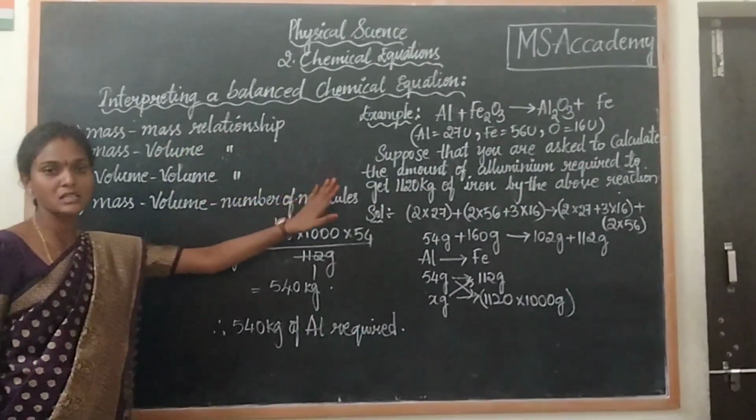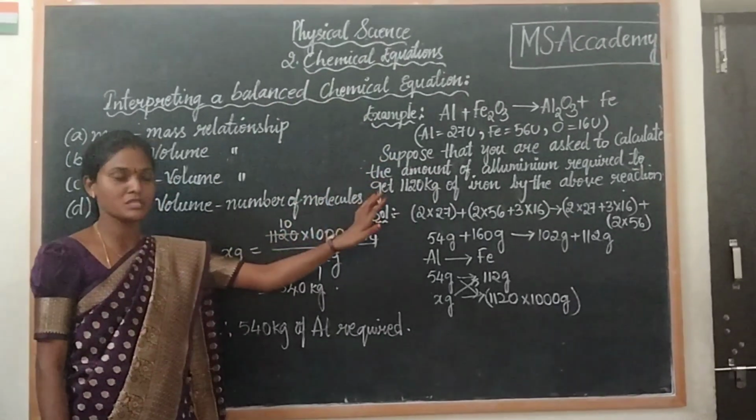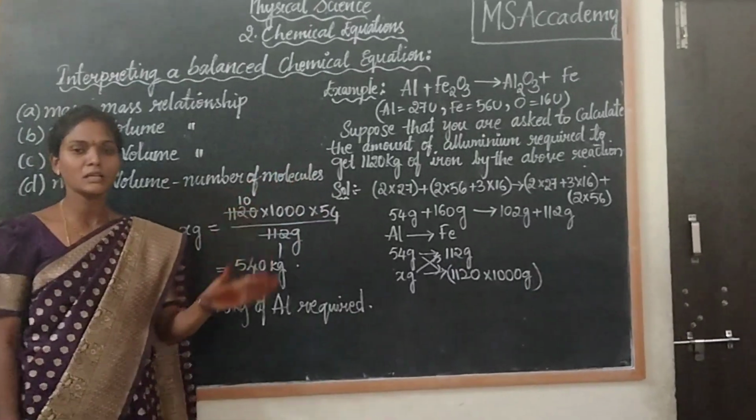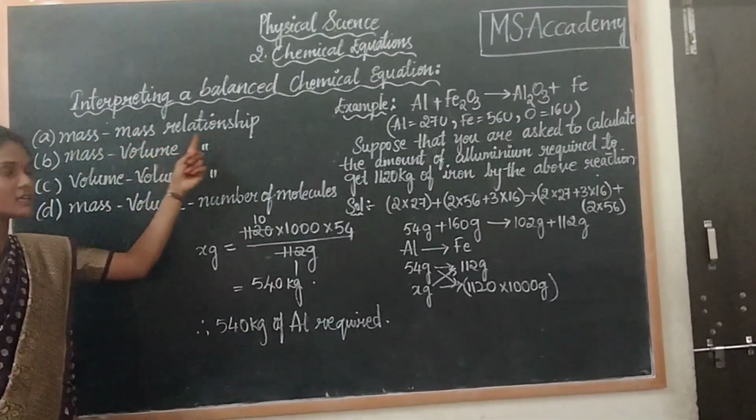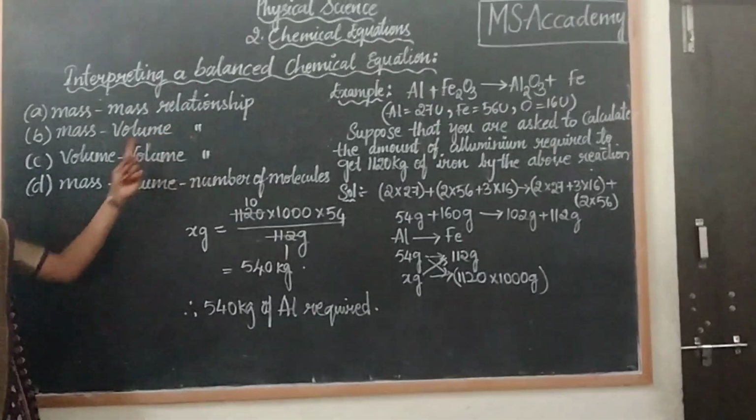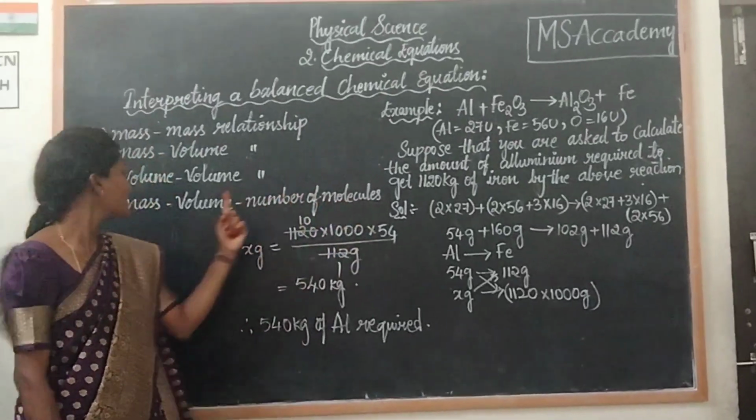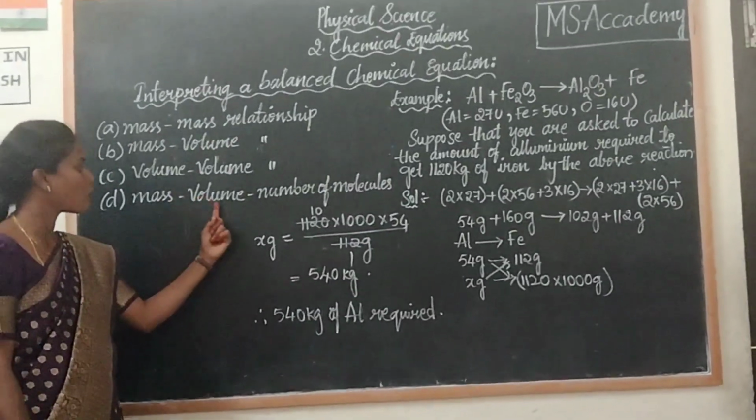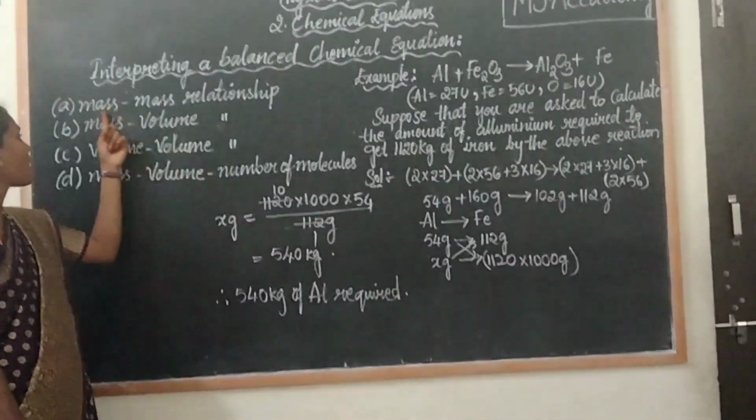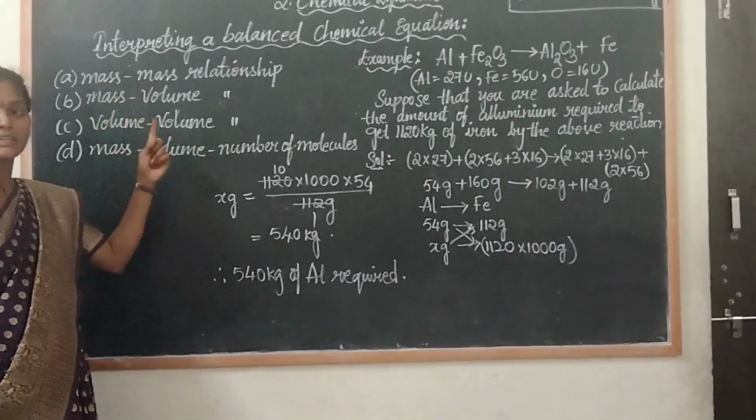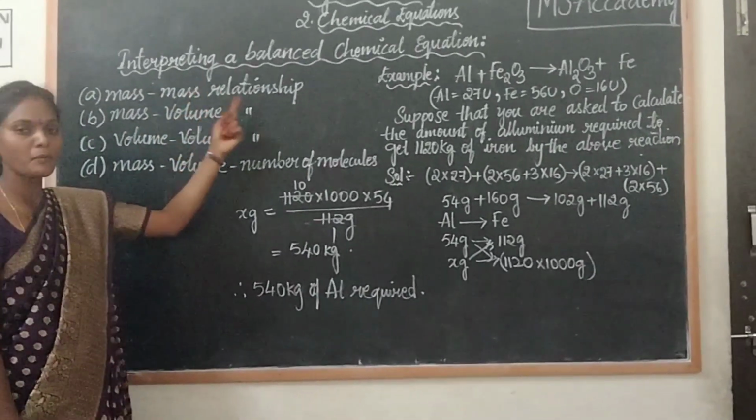Interpreting a balanced chemical equation means first you have to balance the given chemical equation. After balancing, we can interpret it, meaning we can compare reactants and products in the form of mass-mass relationship, mass-volume relationship, volume-volume relationship, and number of molecules relationship. Mass relationship means comparing the mass of the reactants and the mass present on the product side.